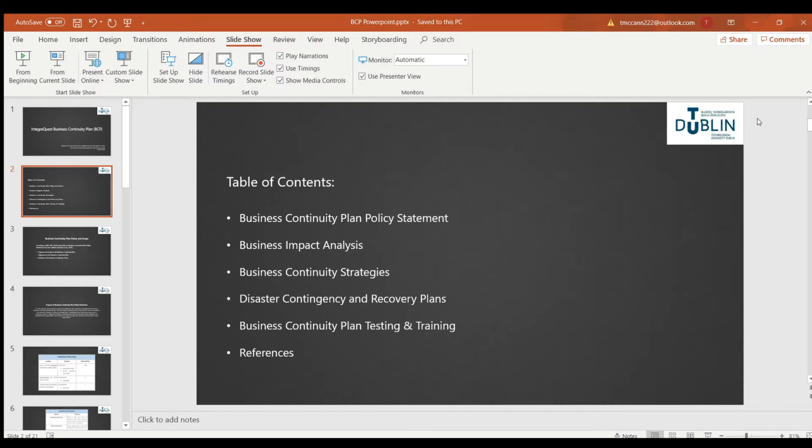The main points of my plan that will be discussed include the business continuity plan policy statement developed for IntegraQuest, the business impact analysis conducted on IntegraQuest, the business continuity strategies designed for IntegraQuest, the disaster contingency and recovery plans designed for IntegraQuest, and the business continuity plan testing and training designed for IntegraQuest, which will then be followed by my references.